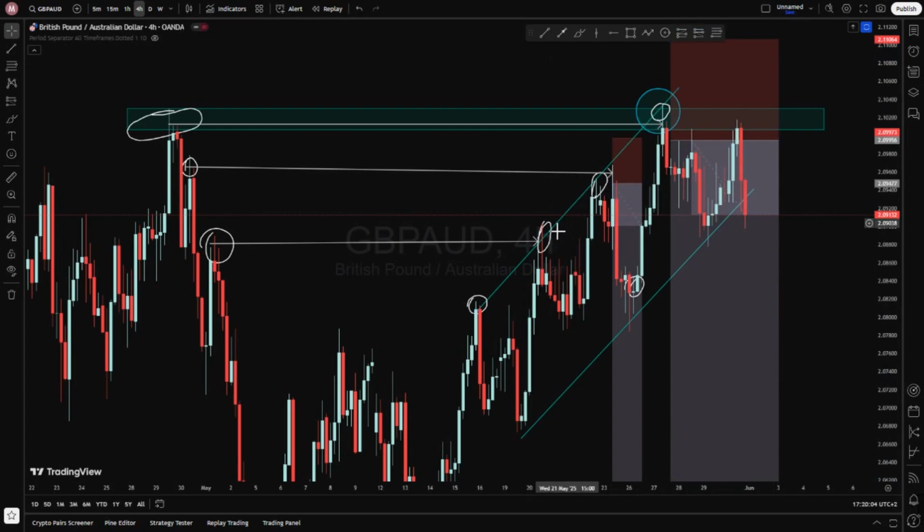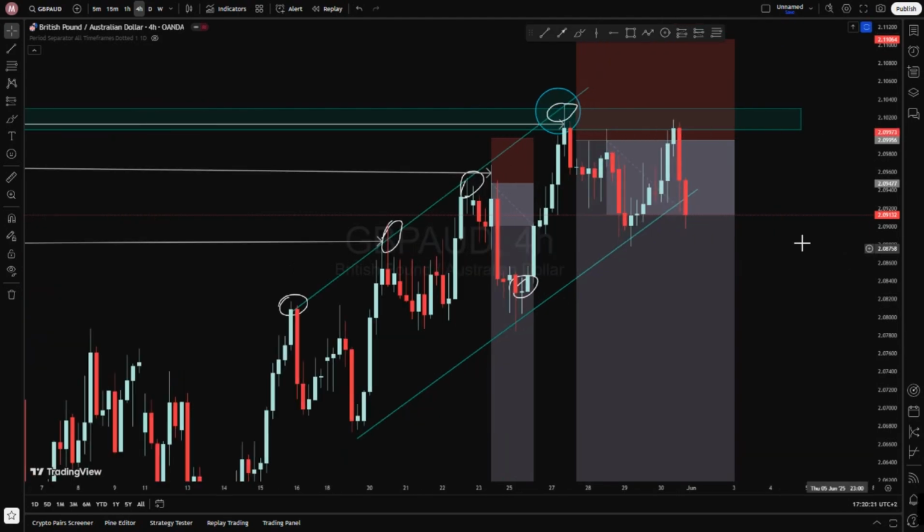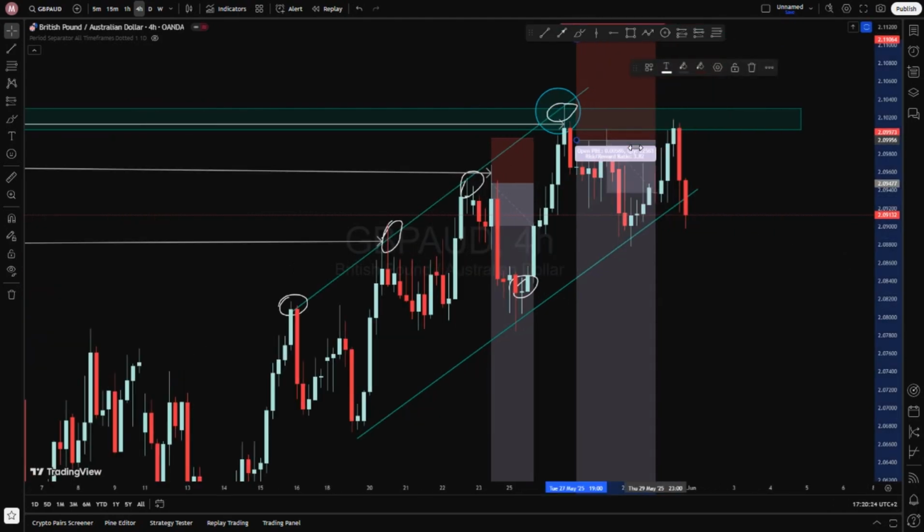So instead of 3 touches, we have 4 touches, and the 4th touch is in a very interesting area. This is a very interesting area right here. So let's say now we had taken a sell right here.